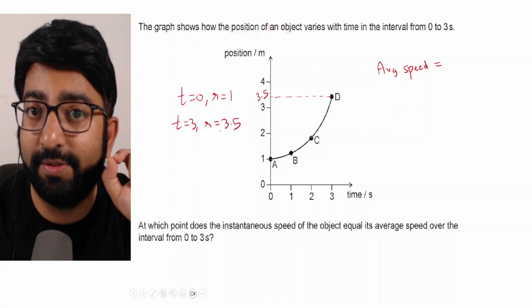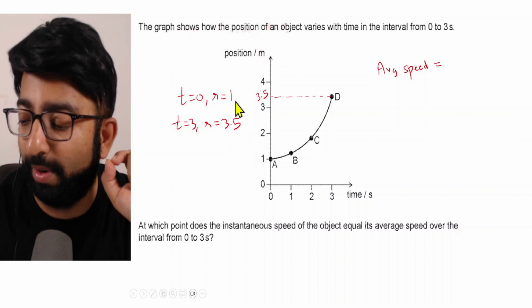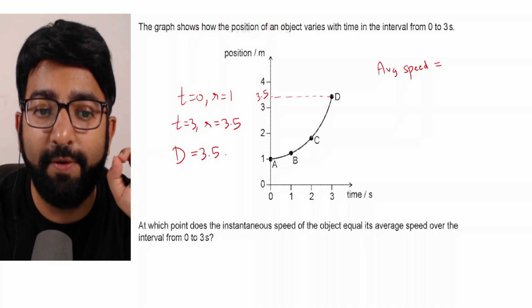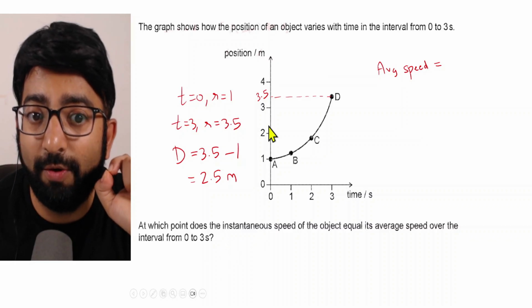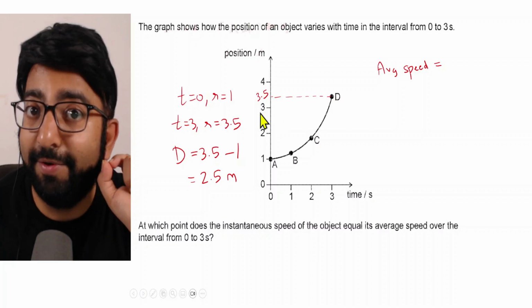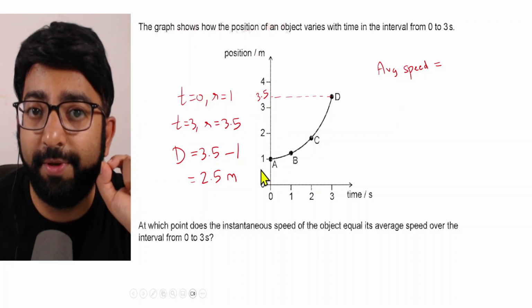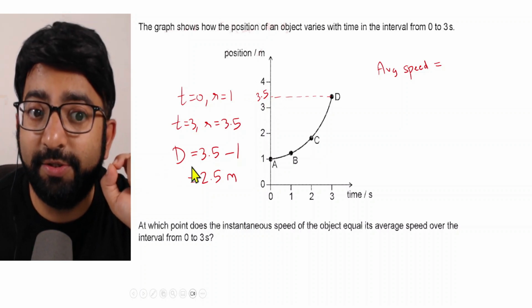So what will be the distance traveled? It will be the subtraction of the two, 3.5 minus 1. So the distance traveled will be 3.5 minus 1, which is 2.5 meters. Now, in the exam, students have this tendency of taking 3.5 as the distance. 3.5 is not the distance, it is the final position, and 1 is the initial position. If we subtract the two numbers, that is how we find the distance traveled.